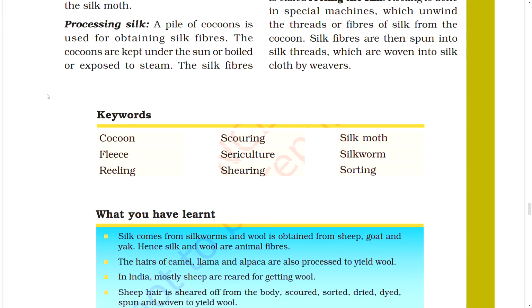Keywords: cocoon, fleece, reeling, scouring, sericulture, shearing, silk moth, silkworm, sorting.